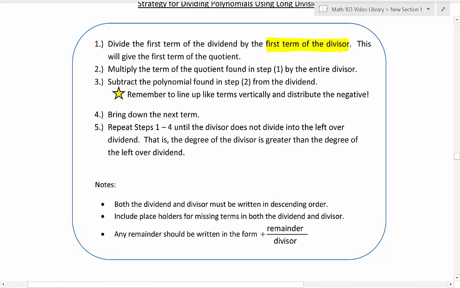A couple notes. Since we're working with polynomials, it's very important that both the dividend and divisor are written in descending order. This will make sure that we have like terms lining up vertically. Also, you want to include placeholders for missing terms in both the dividend and the divisor. We'll put in placeholders using 0 and then whatever variable is missing. This will also ensure that we have like terms lining up vertically. And then any remainder should be written of the form plus put the remainder over the divisor.